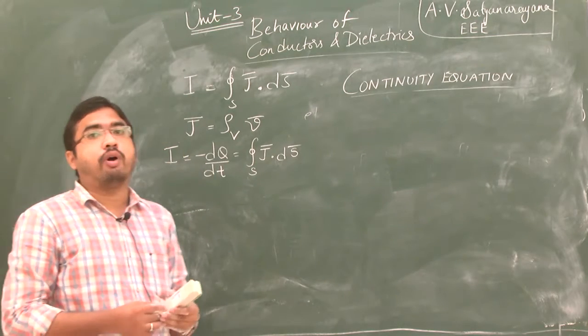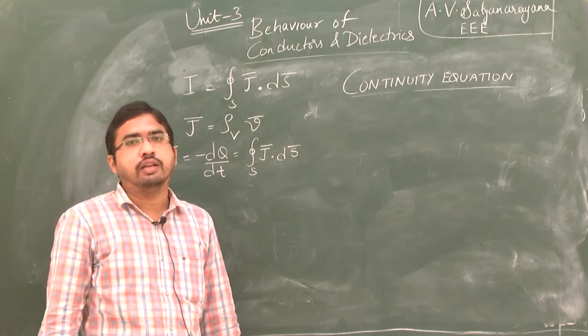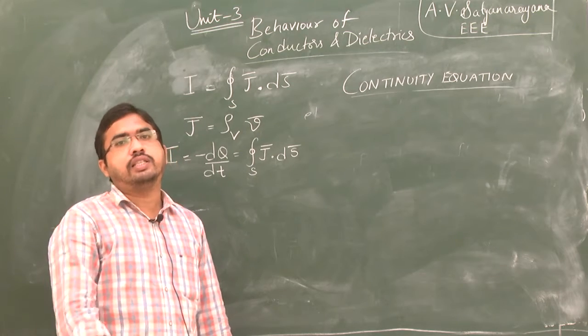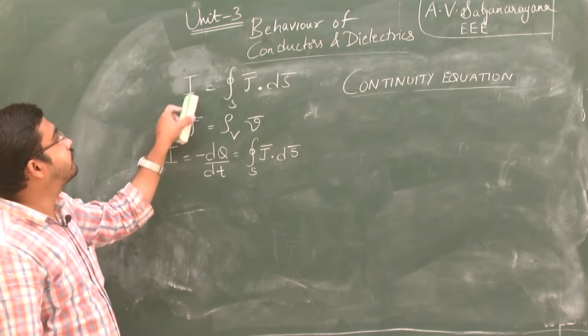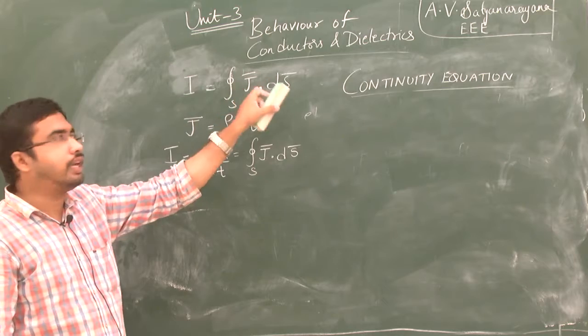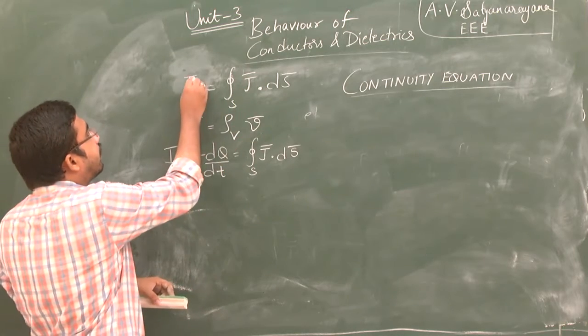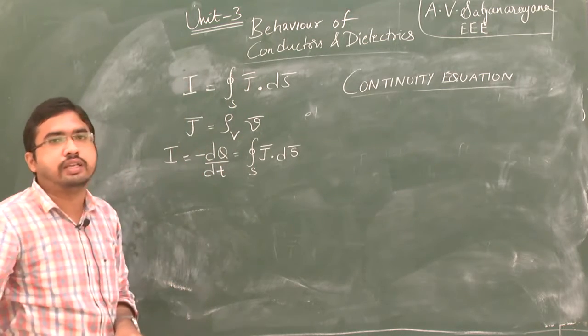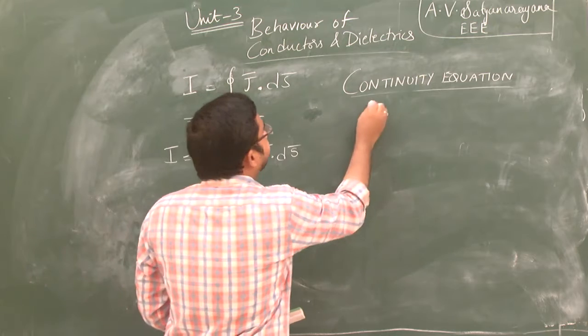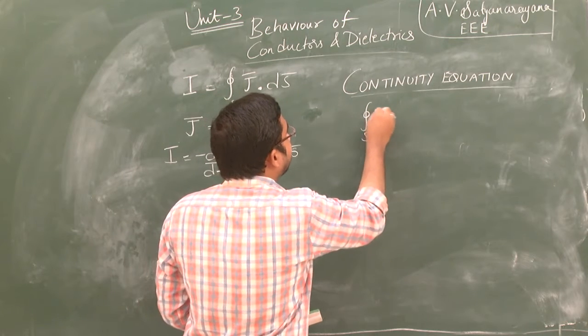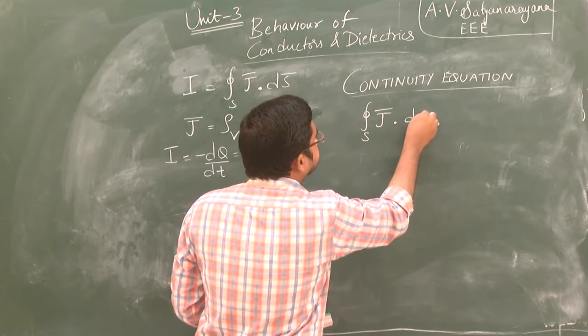Now to derive the point form of continuity equation, let us apply divergence theorem to the relation of I equal to integral j bar dot ds bar. Here we are having closed surface integral of j bar dot ds bar.